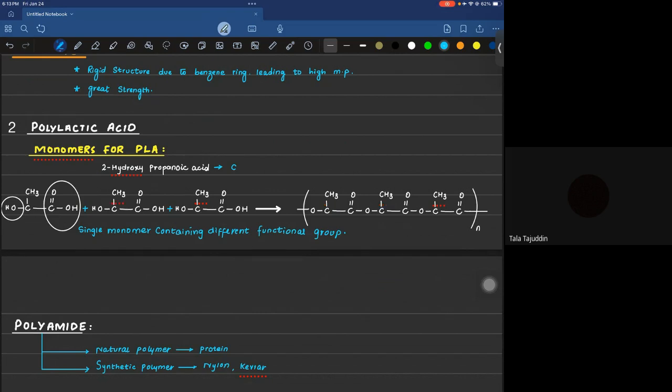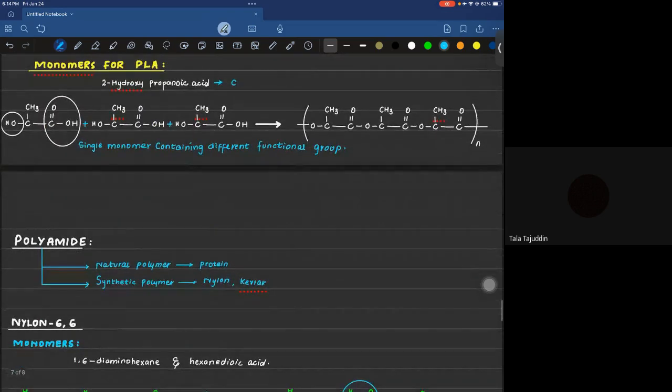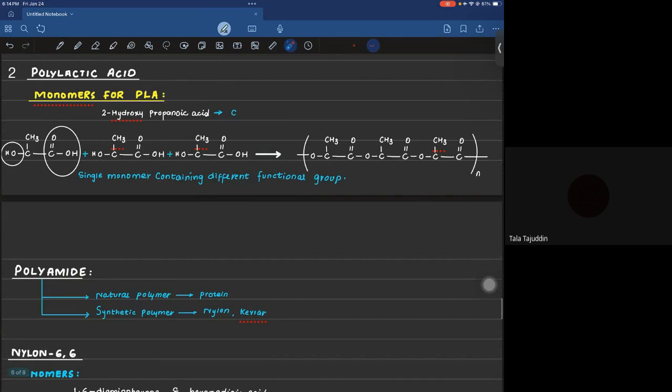Containing different functional groups. So when they join together, there is a loss of a small molecule, that is water in this case. Okay, so they are joined together. So this is the ester linkage that you can see right now. This is your ester linkage.